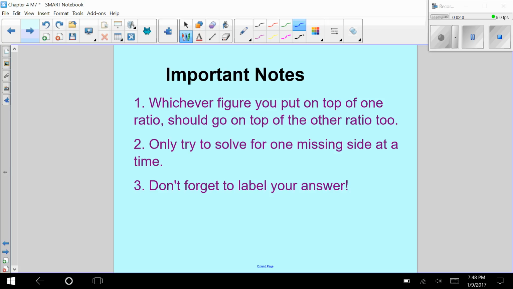A couple important notes. Whichever figure you put on top of one ratio should go on top of the other ratio too. It doesn't matter which one you choose to put on top as long as you put the same one on top both times. Second important note, only try to solve for one missing side at a time. If you try to solve for two at a time, it's going to get too messy and it will not work out. And important note number 3, do not forget to label your answer. If it is labeled in the problem, you label your answer.